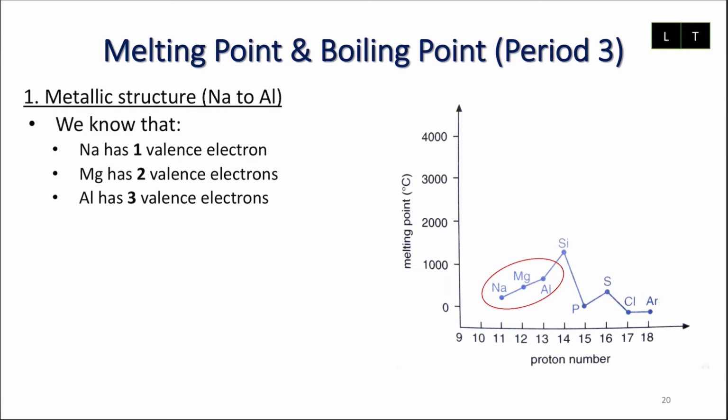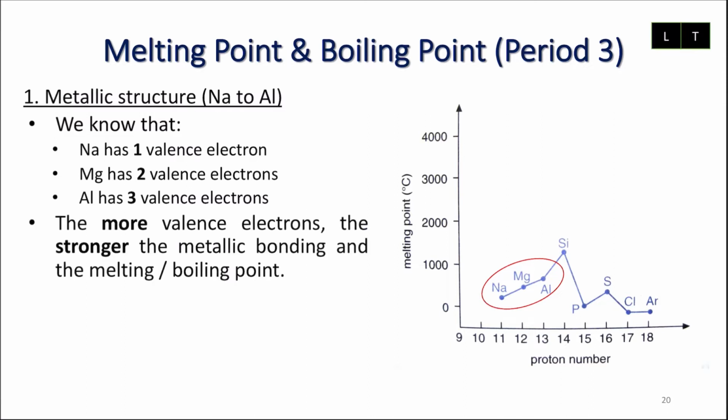So, from the previous video, we've learned if the element has more valence electrons, it means stronger metallic bonding and higher melting or boiling point. For example, dalam kes ini, aluminium has the highest number of valence electrons. Automatically, kita boleh lihat trend dekat sini. That's why melting point or boiling point untuk aluminium yang paling tinggi sebab dia ada stronger metallic bonding. So itu adalah first part.